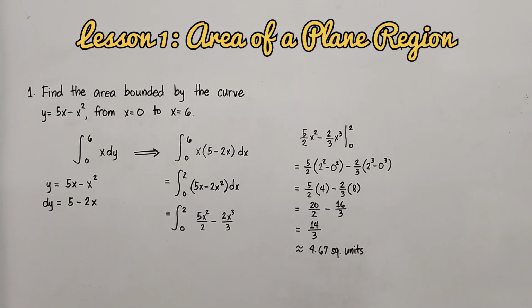We have 5 over 2, 2 squared minus 0 squared, minus 2/3 times 2 cubed minus 0 cubed. So we have 5 over 2 times 4 minus 2 over 3 times 8. Simplifying, 20 over 2 minus 16 over 3. Combining these two fractions, we have 14 over 3. And that is approximately equal to 4.67 square units. In a situation that a problem does not specify anything, take note to follow the assumption of the definite integral.